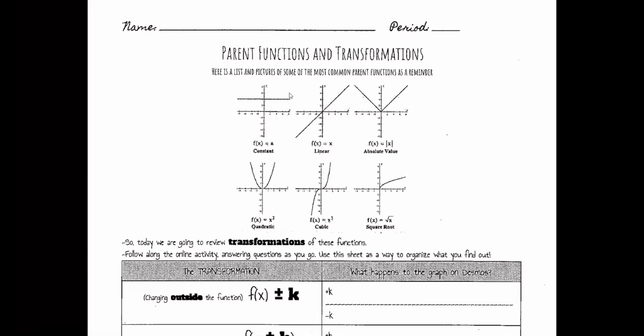But basically what a parent function is, this is what your function looks like before you add any extra things to your equation. Like you just have the square root of x, nothing more. You just have x squared, nothing more. So these are like the OG functions. This is what they look like originally.